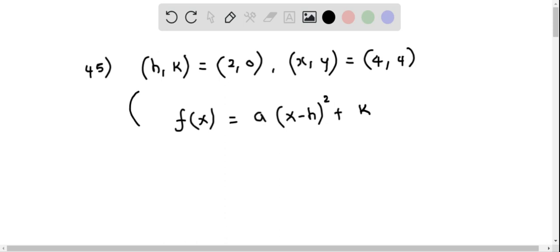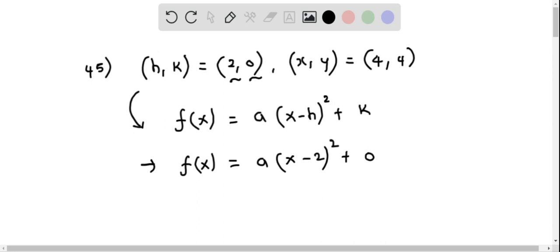Now first I'm going to plug in (h, k). For h I'm going to plug in 2 and for k I'm going to plug in 0. So therefore this becomes f(x) = a(x - 2)^2 + 0, so it becomes 0. So this is basically the quadratic function.